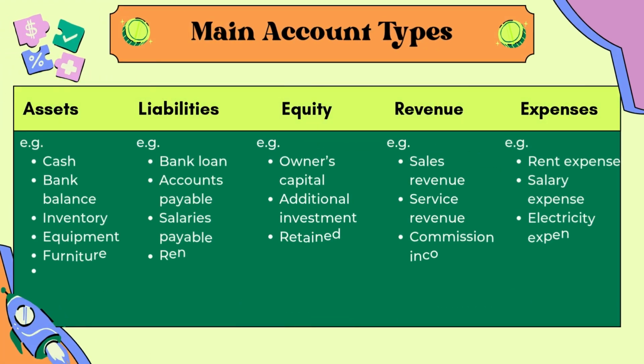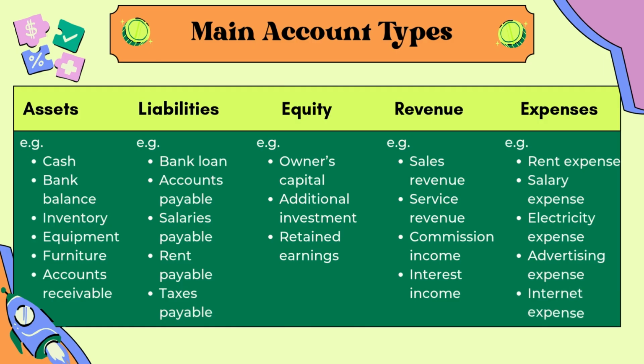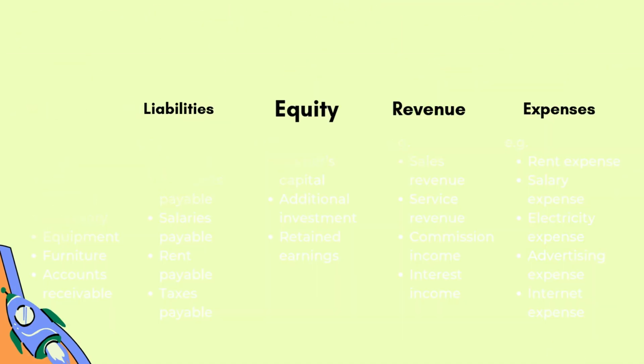Now, let's quickly look at the main account types. Assets. Assets are the things the business owns, like cash, equipment, inventory, and accounts receivable. Liabilities are amounts the business owes, like bank loans, salary payable, or rent payable. Equity represents the owner's investment in the business. Revenue is the income the business earns from sales or services. Expenses are the cost of running the business, such as rent expense, salary expense, or electricity expense.